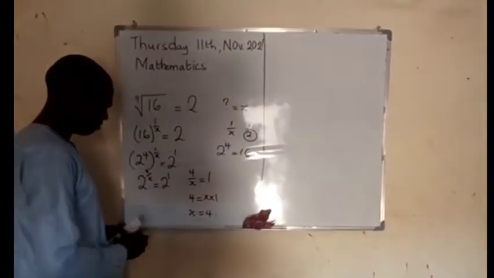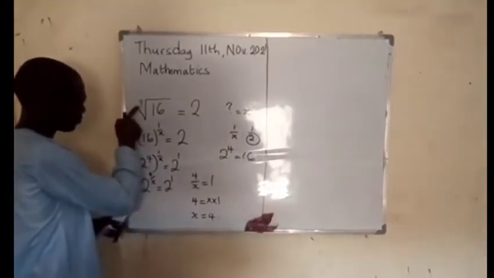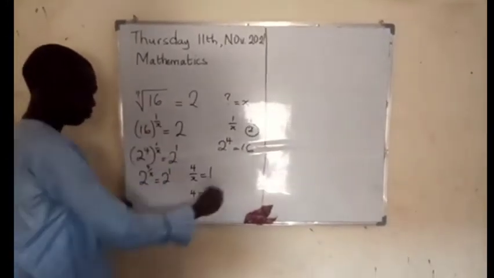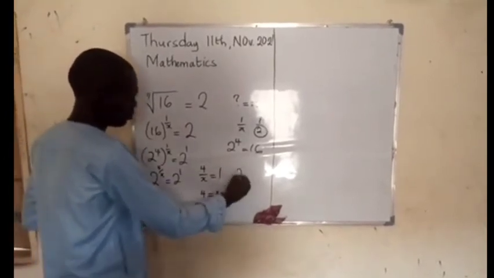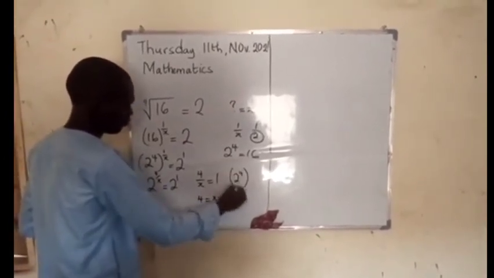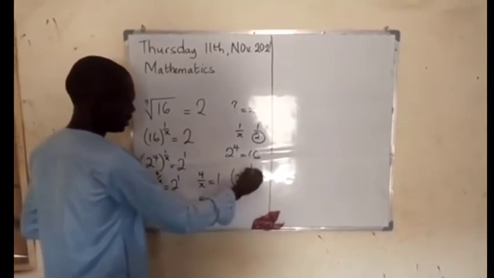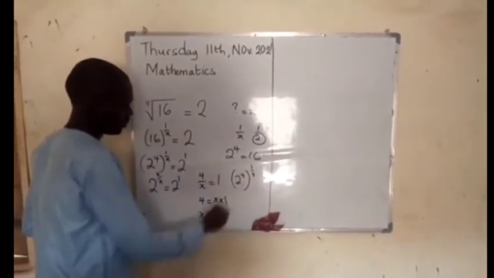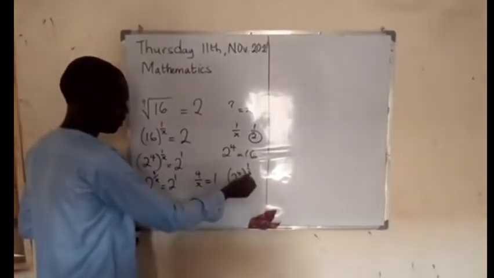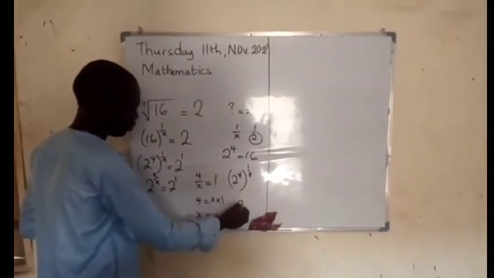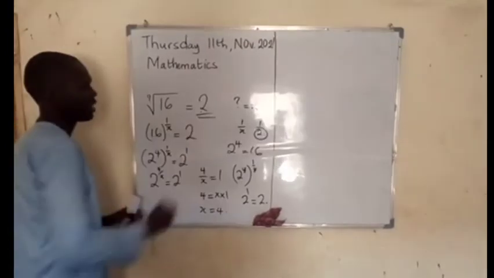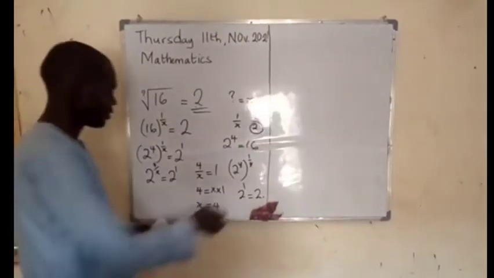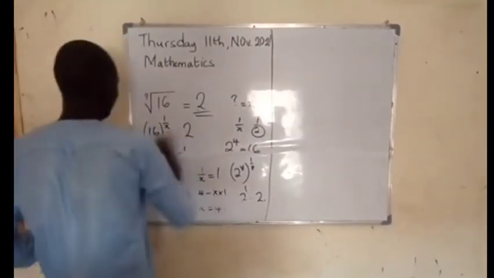So you can check if your answer is correct. If x is 4, will the answer give us 2? Let's see. That means we have 2 raised to the power of 4, and our x is 4, so that will be 1 over 4. So 4 times 1 over 4 gives us 1, and 2 raised to the power 1 is 2. So you can see that our answer is correct. That's the first solution to the question I posted a few days back.